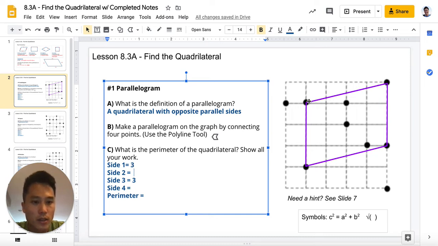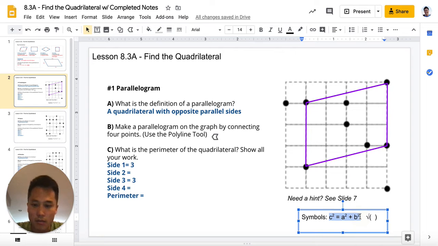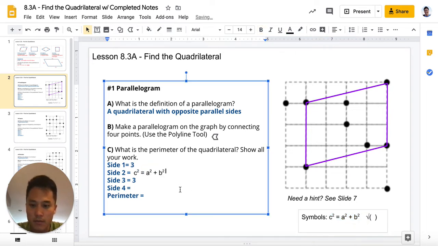I can't just count the units because it's going diagonally, but I can use the Pythagorean Theorem to calculate this distance like you did last week. So I'm gonna take my Pythagorean Theorem. Okay, so C is gonna be this length, and I can think of this like a right triangle where one side is 1 and the other side is 1, 2, 3, 4. So it's 4 units this way and 1 unit up. So the two legs of the right triangle are 1 and 4.